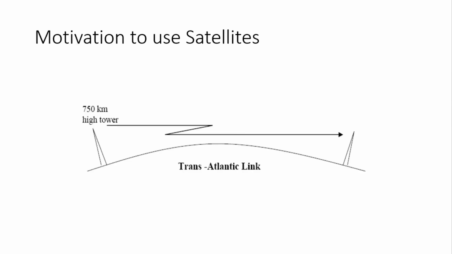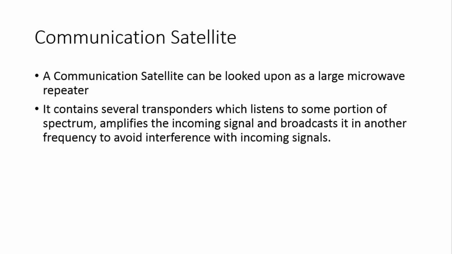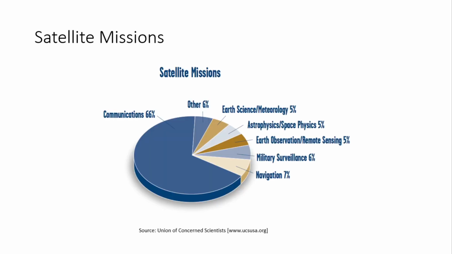Motivation to use satellite. This one is Atlantic links. Here these are the two antennas which are fitted on the ground, and the communication between these two antennas over 150-kilometer high towers can take place in such a manner. Communication satellite. Now satellite missions.